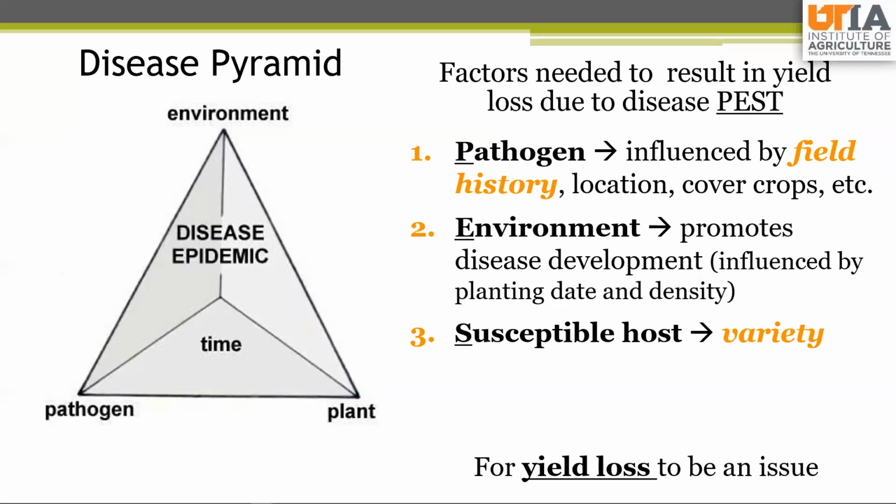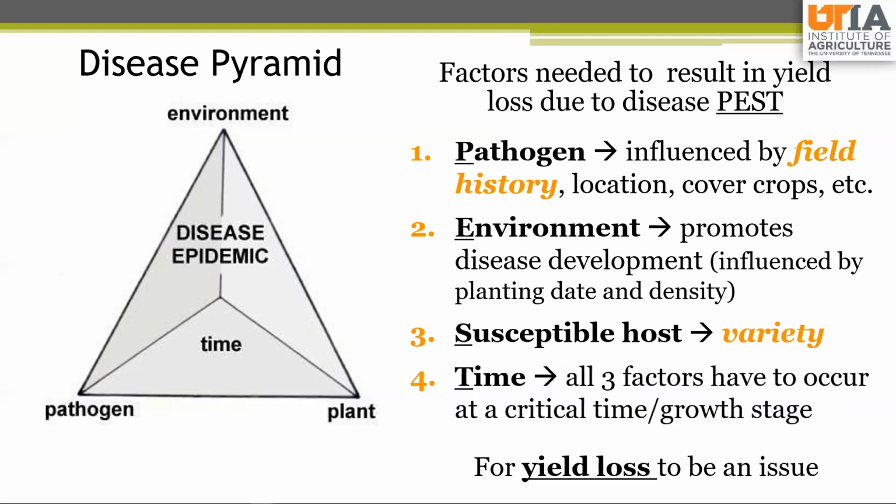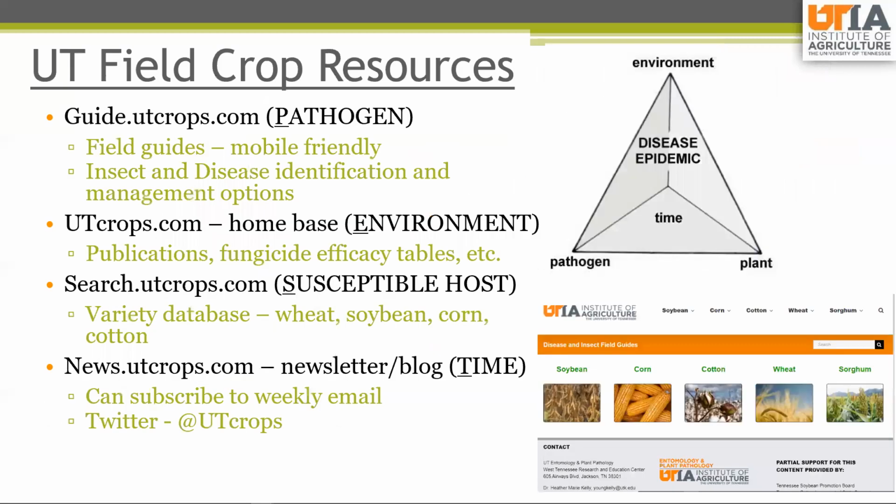That's really big in playing into what you'll see in a soybean fungicide response. And then lastly, T is for time. These three previous factors all have to occur at a critical time or growth stage to actually result in yield loss and where action is needed to protect that yield. With those four factors, we have resources online to help you identify or manage these different issues that can cause disease loss in yield.